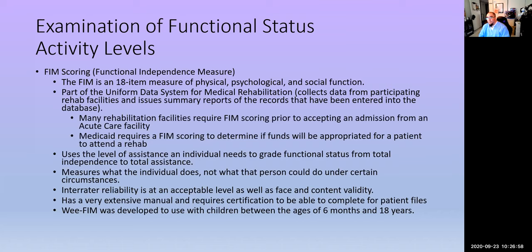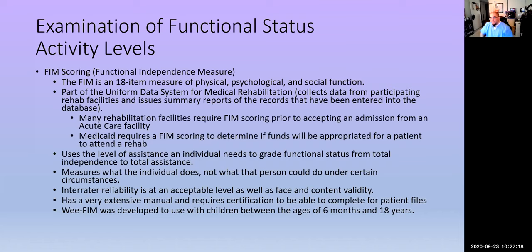Medicare also requires FIM scoring to determine if funds will be appropriated, right? If you're in a nursing home, the FIM will help determine how much time and therapy you'll get at that nursing home. If you have a poor level FIM, you might get less time. Oh, there we go, Irene saw one.